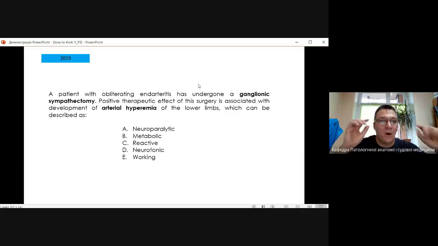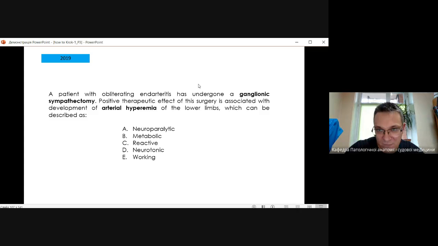Okay, a patient with obliterating endocarditis has undergone a ganglionic sympathectomy. The positive therapeutic effect of this surgery is associated with the development of arterial hyperemia of the lower limbs, which can be described as, you have chosen A, sure, neuroparalytic. In this case, that's like the artificial paralysis of the nerves by the sympathectomy.